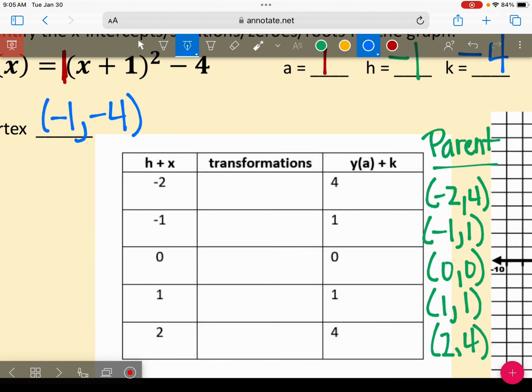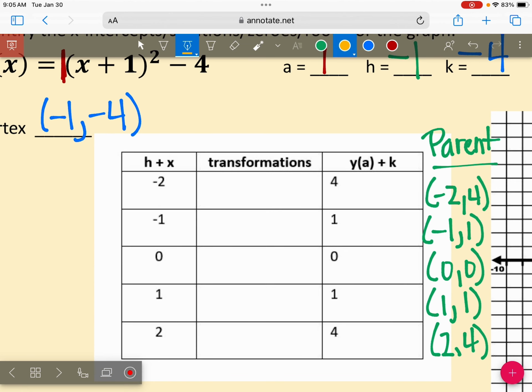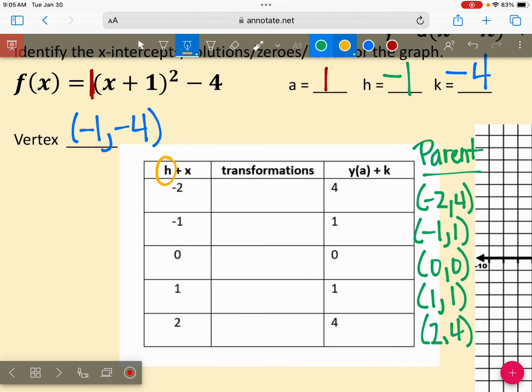All right, so pick up your calculators. You're going to add the H to X, and H is negative 1. So pick up your calculators and add negative 1 all the way down. Feel free to grab a calculator if you don't have one on your desk. Also look underneath your desk because sometimes they'll be stored under. Let's get your 5 new X values.